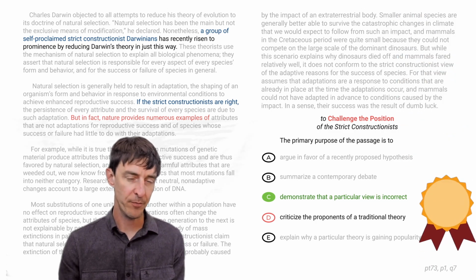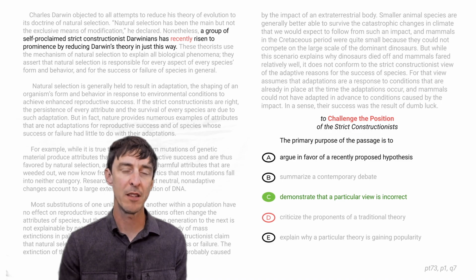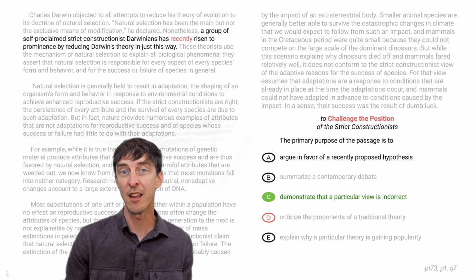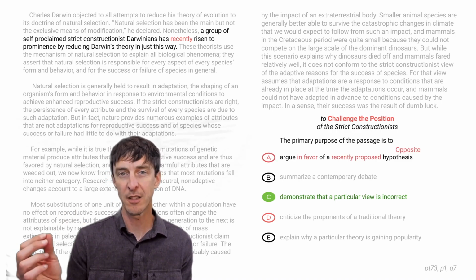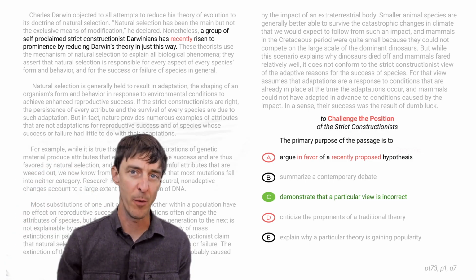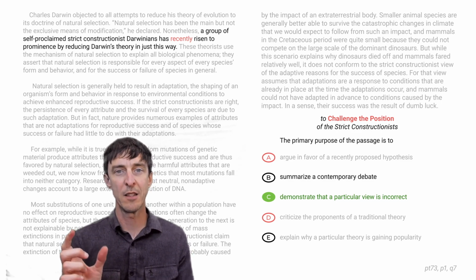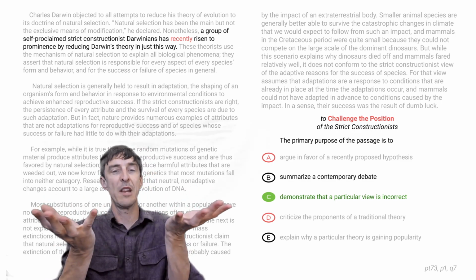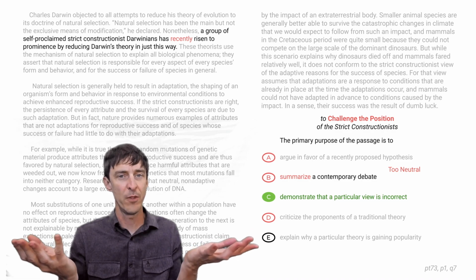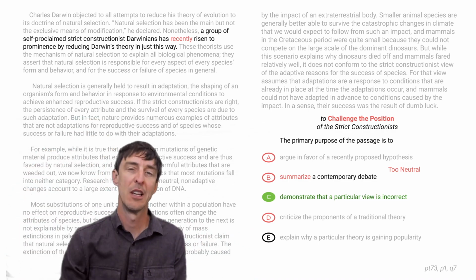We're picking it. In terms of the other answers, A talks about a recent hypothesis. And again, the recent thing is the strict constructionists. We're not arguing in favor, we're arguing against them. So A is the opposite of what we want. B feels too neutral because the verb summarize just sounds like the author presented a debate but never weighed in on it herself. And we know that this author weighed in and said, strict constructionists are wrong. So that's too neutral.